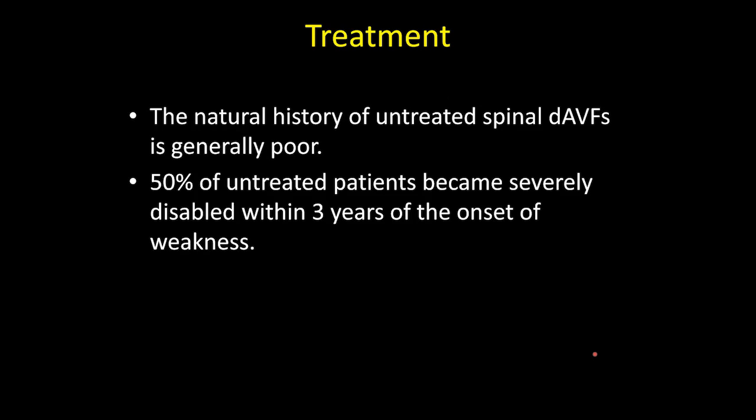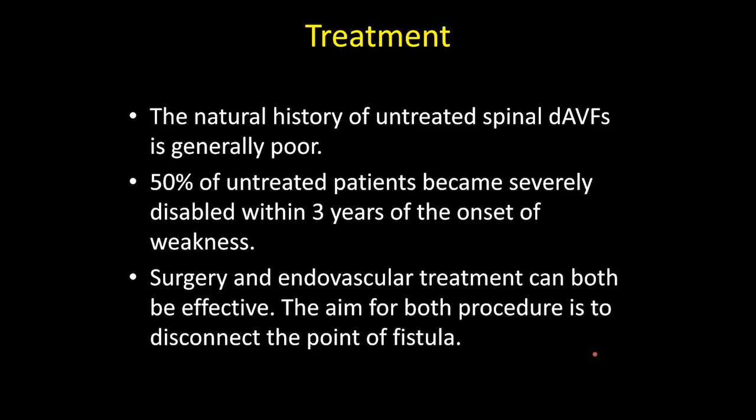The treatment is usually endovascular, but surgery can also be done for some cases. The important thing to know is that the natural history is poor, and that's why we treat them. The natural history is poor because if patients are untreated, they become severely disabled. The venous congestion tends to increase, and with that, the abnormal symptoms caused in the spine will become worse.